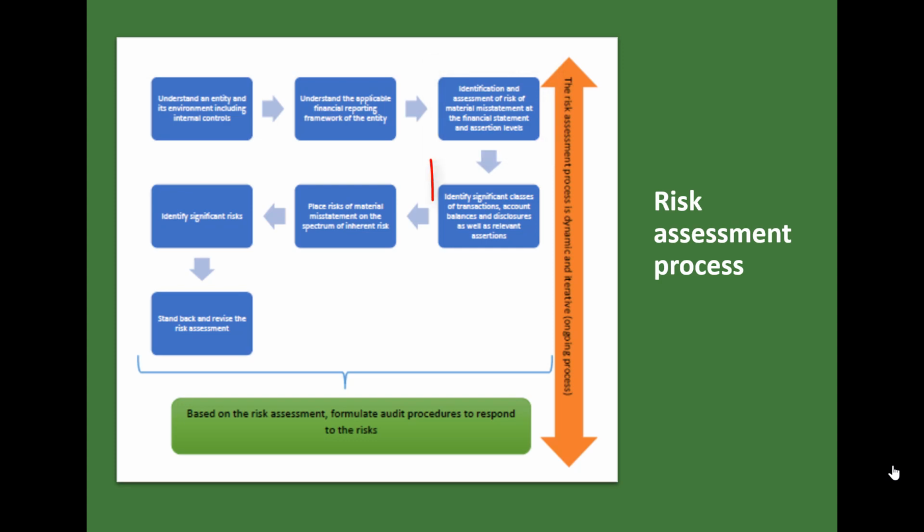Through this process, it is necessary to be able to identify the relevant assertions and the significant classes of transactions, account balances, and disclosures, so that those risks can be placed on the spectrum of inherent risk to be able to identify significant risks. After all this has been done, it's important for the auditor to stand back and revise the risk assessment, and if he's happy, formulate responses to address those risks. What is important to note is that the process is dynamic and iterative, and that basically means that it's an ongoing process. Okay, so this is a summary, but let's look at the detail.